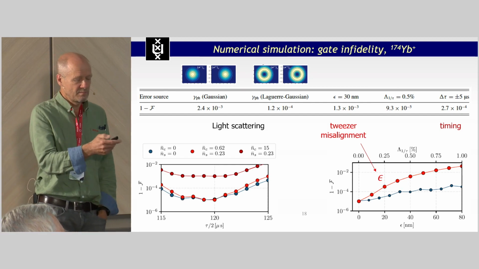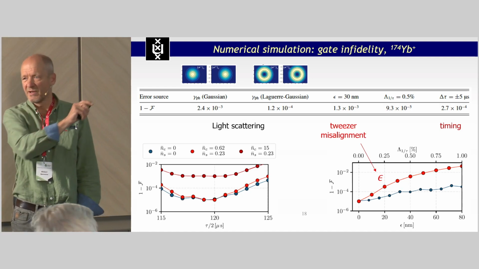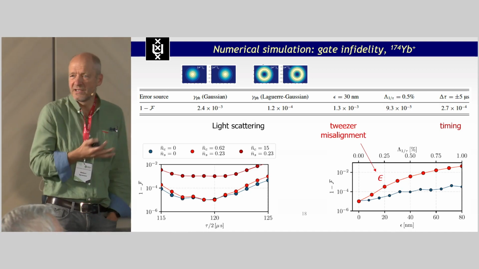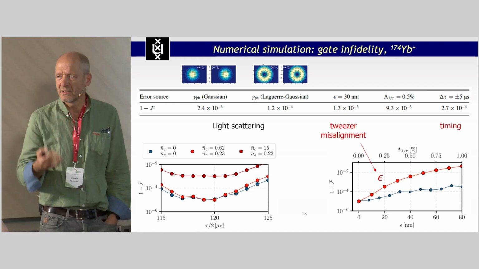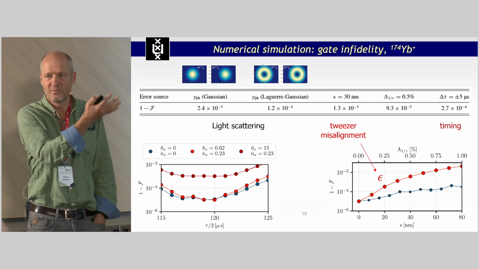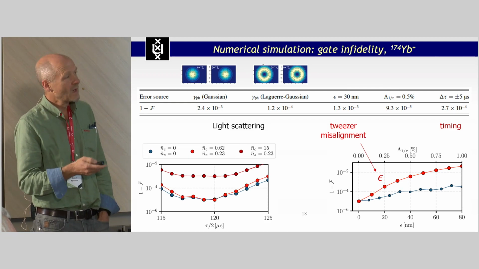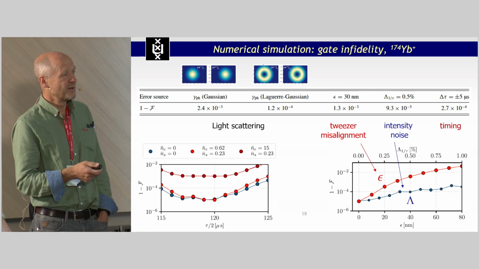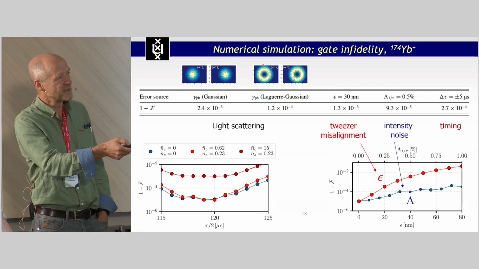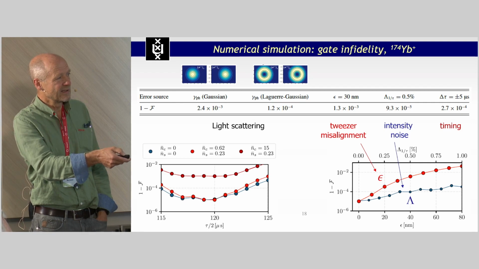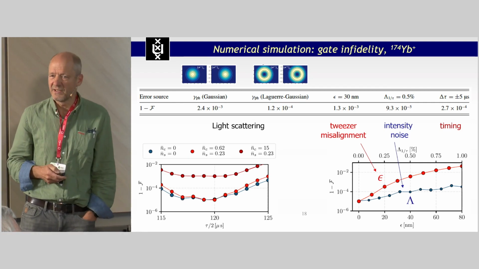Actually, this is not specific to this particular quantum gate. It's for any tweezer-based gate. You would suffer from these misalignments. There's also intensity noise. That seems to be fine, because if the intensity noise is at the 1% level, then that doesn't affect the infidelity too much.